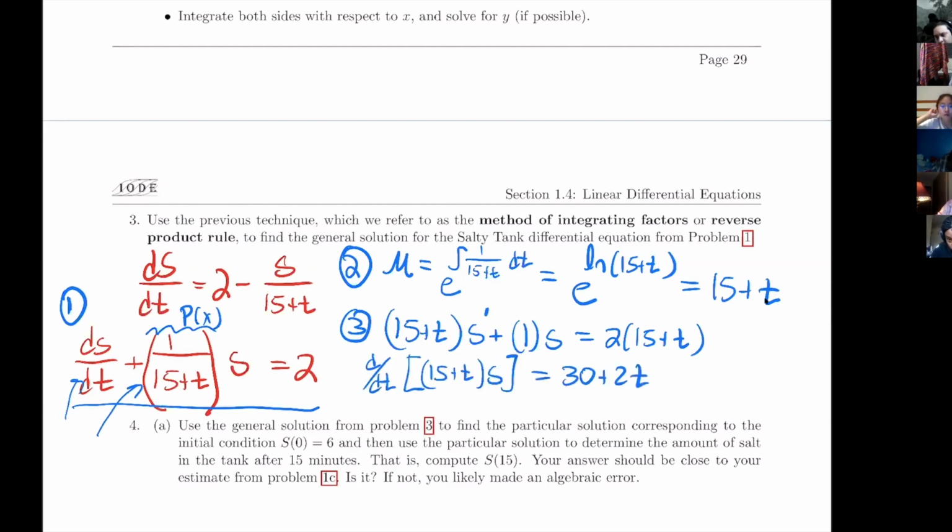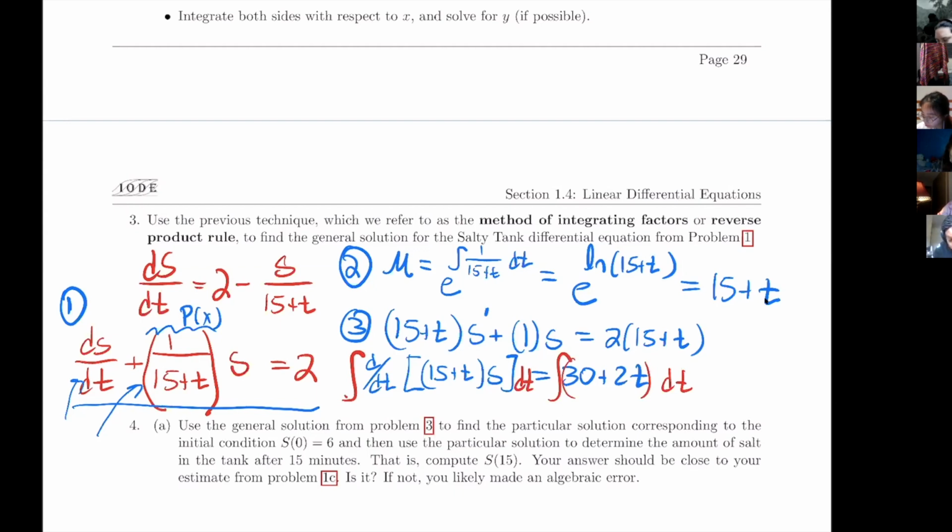And now that left side, we can see, is what we would get if we were to take the derivative of the product of 15 plus t times s. Right? The product rule would say take derivative of s times 15 plus t, and then add the derivative of 15 plus t, which is 1 times s. Important here that every single thing in the equation gets multiplied by 15 plus t, or whatever that integrating factor is. And now we can integrate both sides with respect to t.